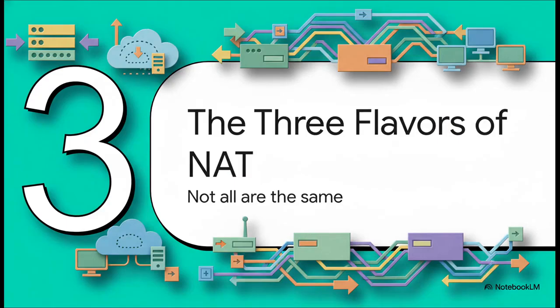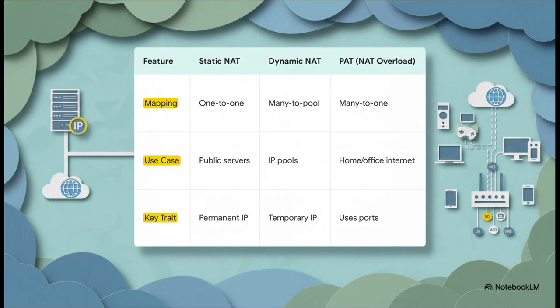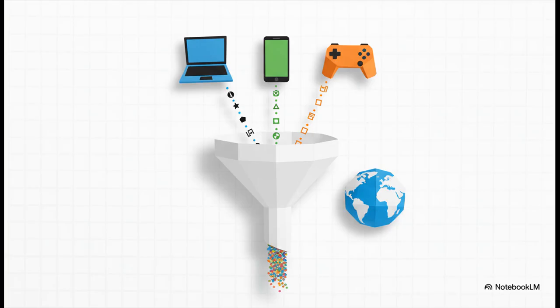Now, NAT isn't a one-size-fits-all kind of deal. It actually comes in a few different flavors depending on what you need it for. So let's take a quick look at the three main types. This table lays it out really well. First, you have Static NAT. That's a simple one-to-one mapping, perfect for something like a public web server that needs a permanent, unchanging address. Then you've got Dynamic NAT, where your internal devices can just grab a public IP from a small pool whenever they need one. But the one that most of us are using every single day is the third type, PAT, or Port Address Translation. And yeah, PAT is the real magic here.